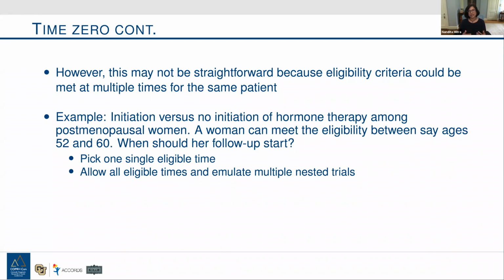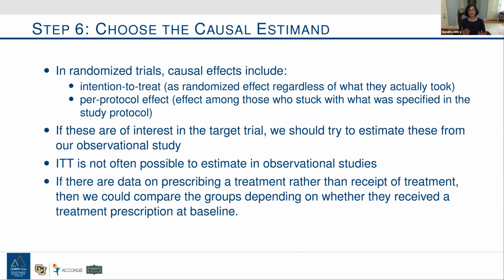In a randomized trial, of course, they just start when they enter the trial, and you randomize them to hormone therapy or not. Here, the eligibility says any age between 50 and 60. So when does the clock start for these women? So you could standardize things by picking one single eligible time, or more complicated, you could emulate multiple nested trials. So time zero is a complicated thing to think very carefully about.